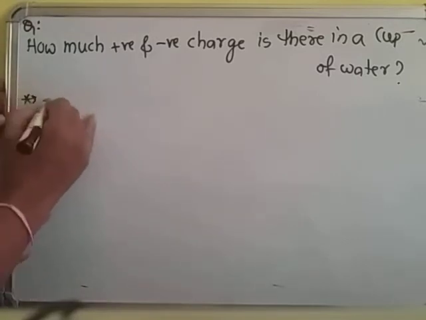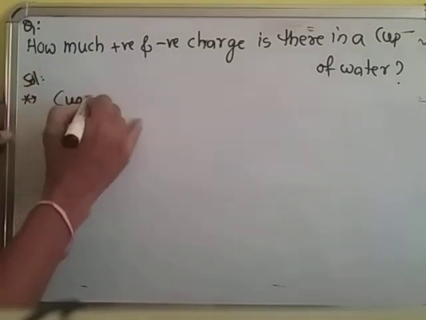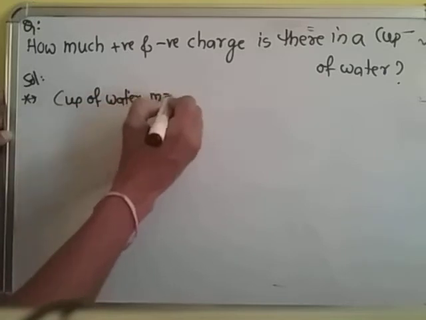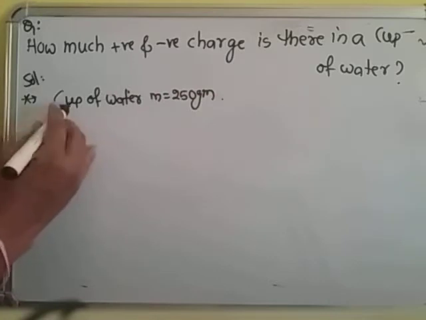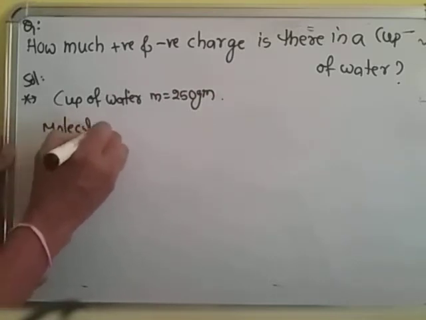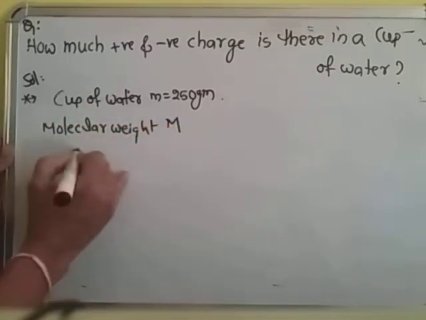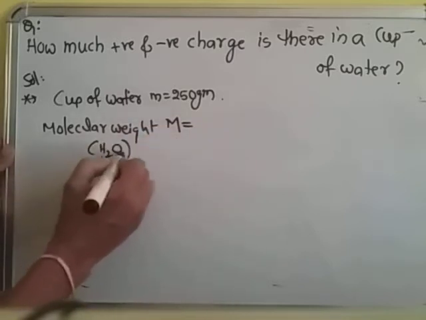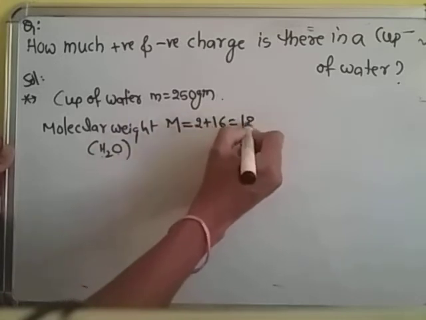Okay, let us consider the mass of a cup of water. We can consider the cup of water mass as 250 gram. And the molecular weight of water, H2O, is 2 plus 16, that is 18.